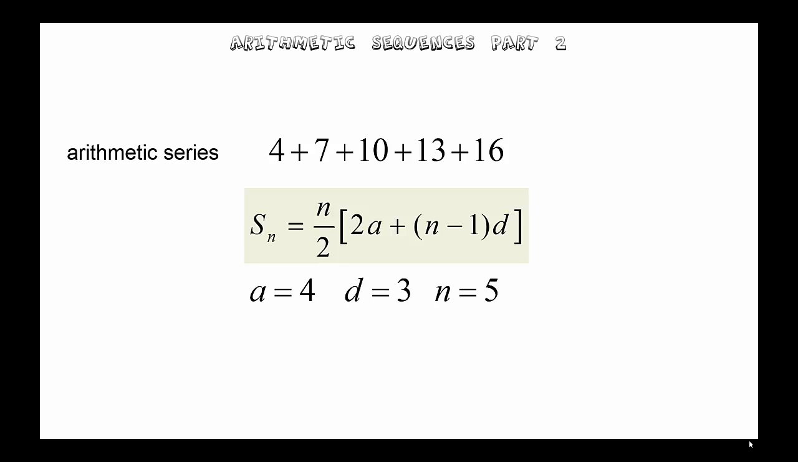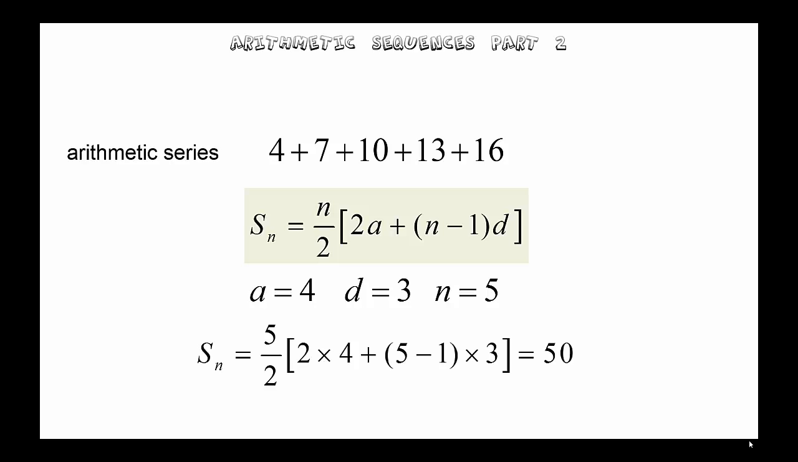Working out the sum of, let's say, 5 terms, we have our value for the first term a equals 4, the common difference d is 3, and n is 5 because we are evaluating the sum of 5 terms. Making those substitutions, we have the sum of the 5 terms coming out to be 50.